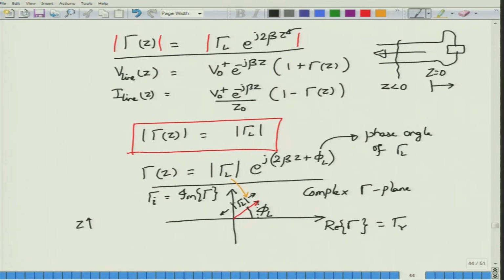So, as you move away from the load towards the source, the z value increases in magnitude, but its sign is actually minus. What it means is that 2 beta z will increasingly become larger in magnitude as the magnitude of z increases, that is, as you move away from the load. But it will increase in the negative direction, that is, you will actually get minus 2 beta z. So the value increases but you get a minus 2 beta z.